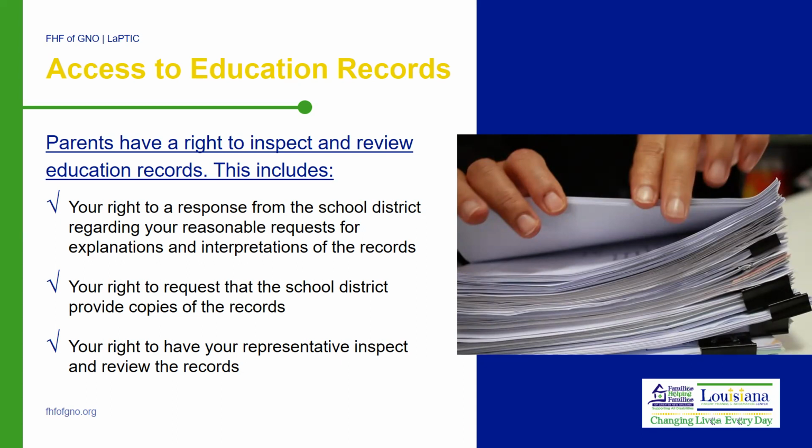And they have to comply with your request to inspect and review the education records of your child without any unnecessary delay and before any IEP meeting or due process hearing, and never more than 45 calendar days after you've made the request. Your right to inspect and review education records includes your right to a response from the school district regarding your request for the records. It includes your right to request that the school district provide copies of the records if that's the only way you can review them. And it includes your right to have your representative inspect and review the records.